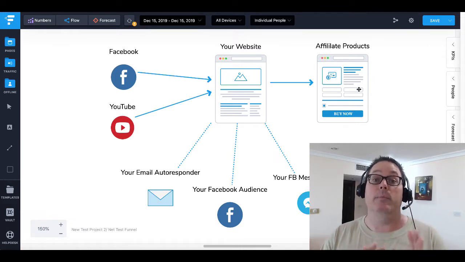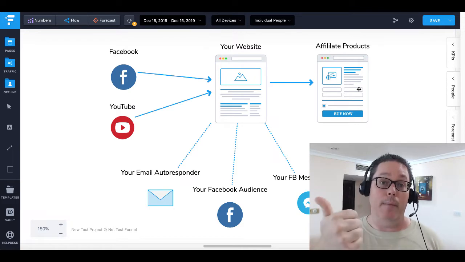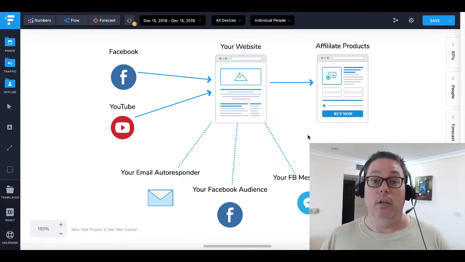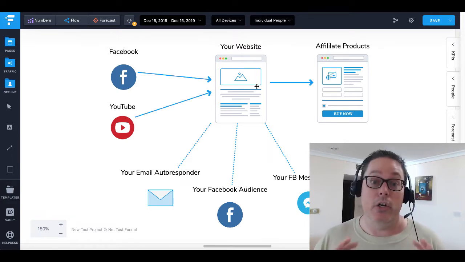Of course, over here on the right-hand side, affiliate products, that's where we're going to want to get our customers to go and purchase the affiliate products that we're selling. Of course, that's inside of our niche, which consists of a problem, a solution, and a target audience. So to get them over to the affiliate product, the thing that we need to build in the base of our business is our website, where it says right here, your website.